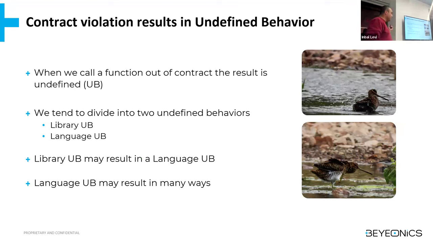Okay, now what happens if you violate the contract? That's the thing that we didn't talk about up till now. So if you call a function out of contract, what happens is undefined. This is the basic understanding of contracts in general. It is simply undefined. Sometimes we talk about library undefined behavior because the library simply doesn't allow it to be called with certain values, and it might be a language undefined behavior, where the language doesn't say what happens in this situation, but it is undefined.